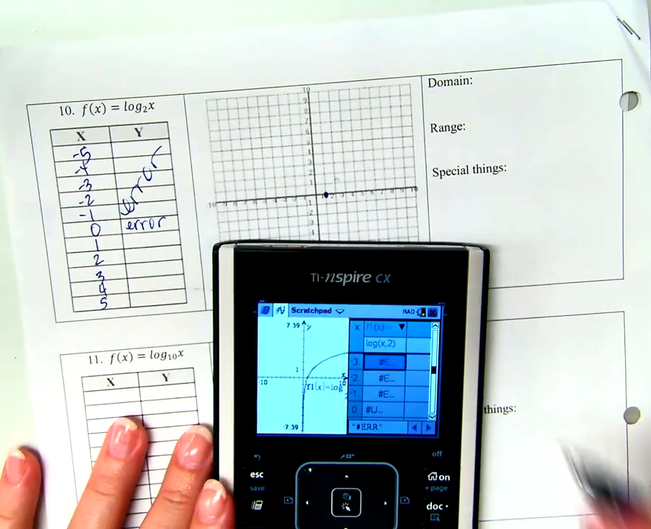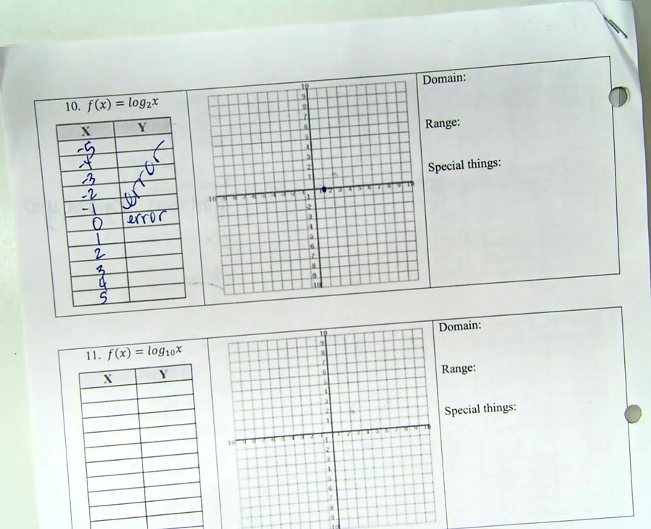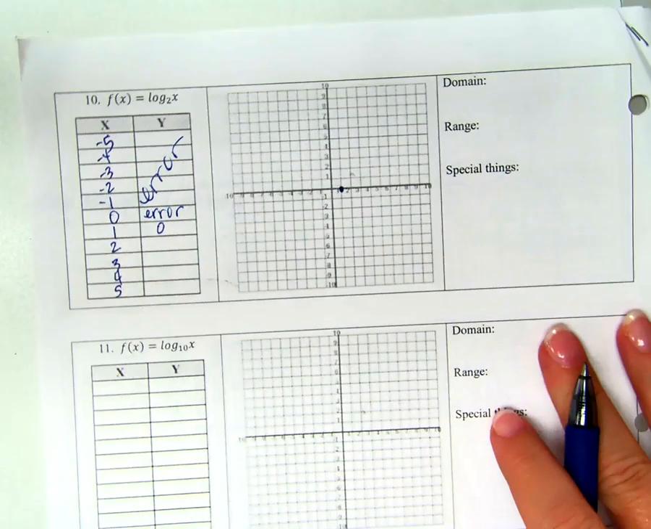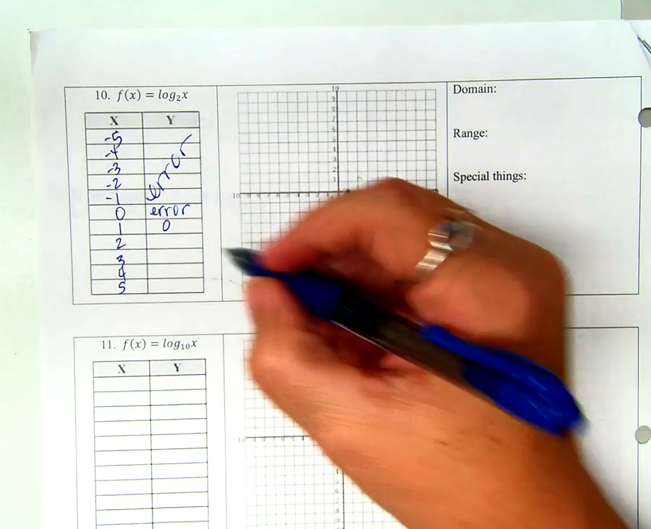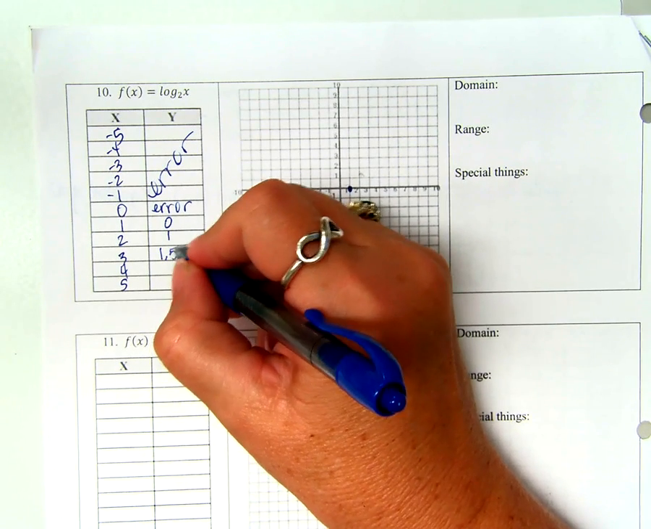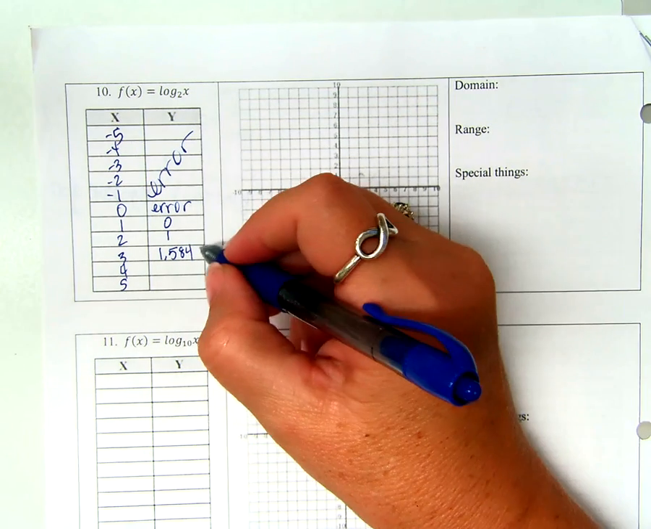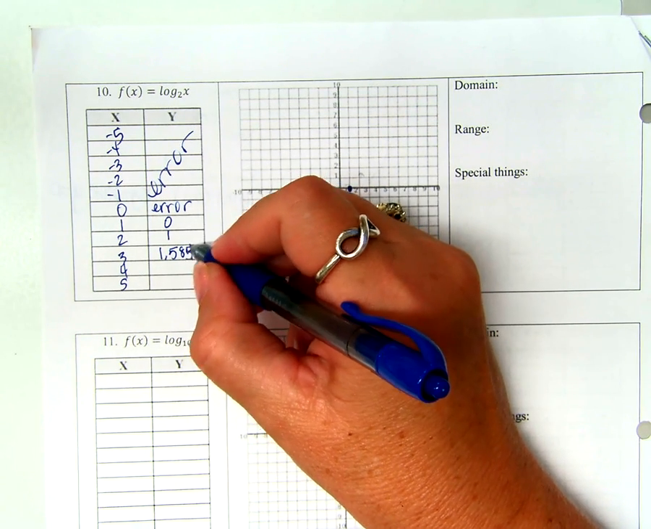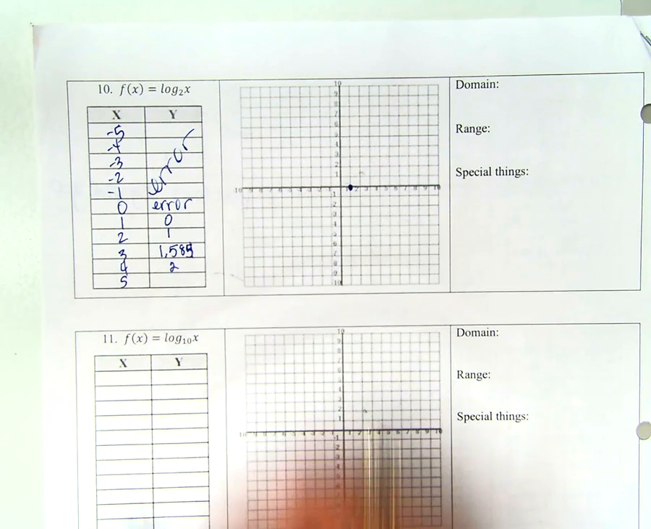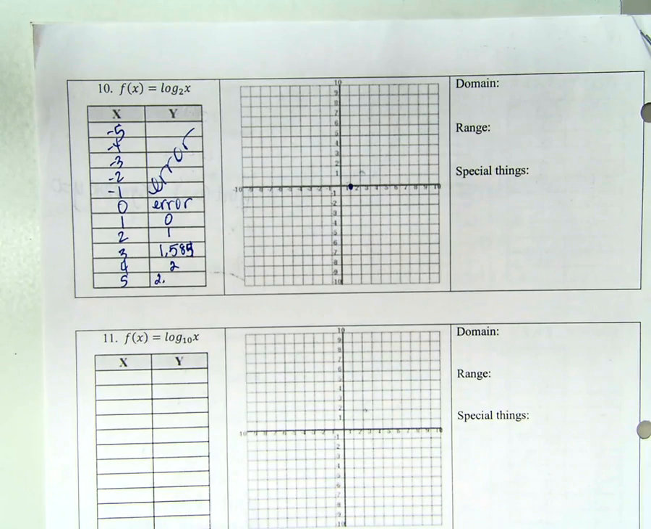Here you go. See, all the negative numbers are errors. Okay? 1 is 0. 2 is 1. 3 is 1.584. I would say 1.585 if we're going to round correctly, which we should. 4 is 2. And 5 is 2.322.